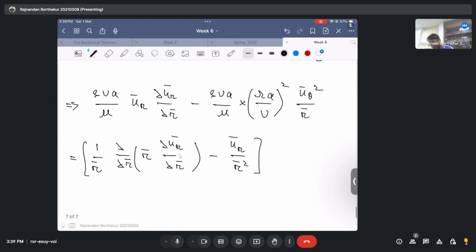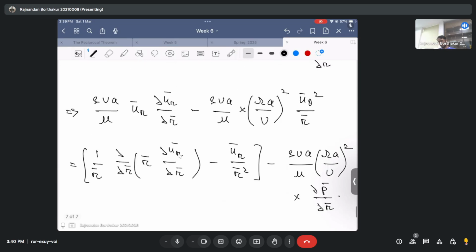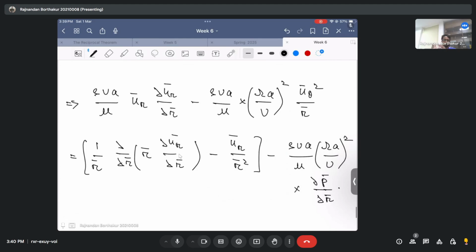So I have just minus rho u_a by mu times (omega a by U) whole squared times del P bar by del r bar. All right, so that's the simplified form. So that's all the simplifications that we did in the r momentum equation, and that is what we get.